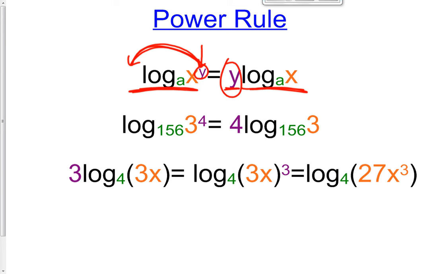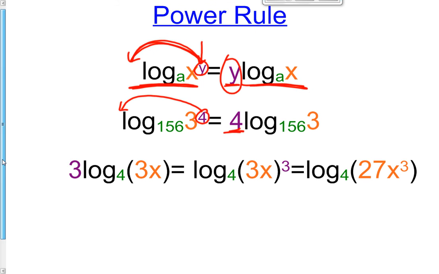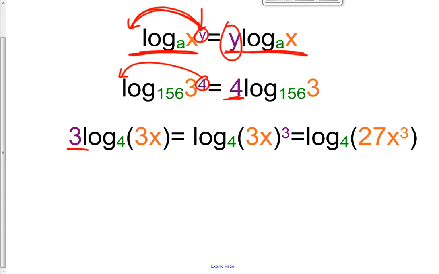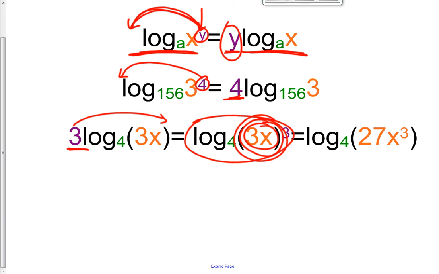So this log base 156 of 3 to the 4th, the 4 at exponent can move out to the front as a coefficient. So now it's 4 times the log base 156 of 3. Same thing, if I see it out front here as a coefficient, at any time I want to, I can pull it up here as an exponent. And that's what happened right here. The log base 4 of 3x now raised to the third power. And then if you take 3x times 3x times 3x raised to the third, you get 27x cubed. So that's where that's coming from.